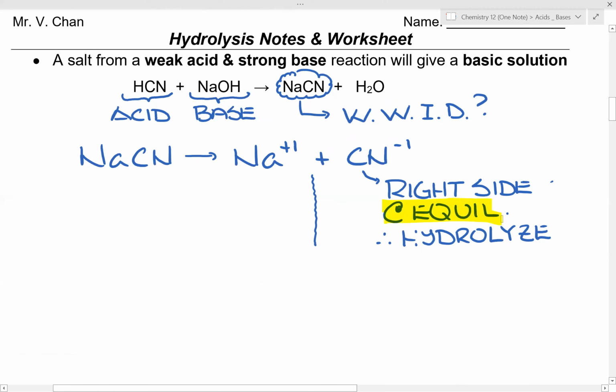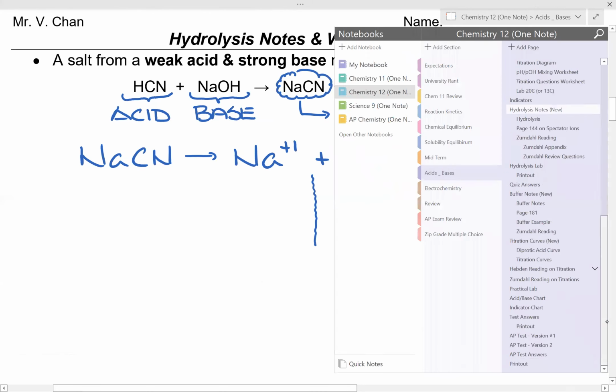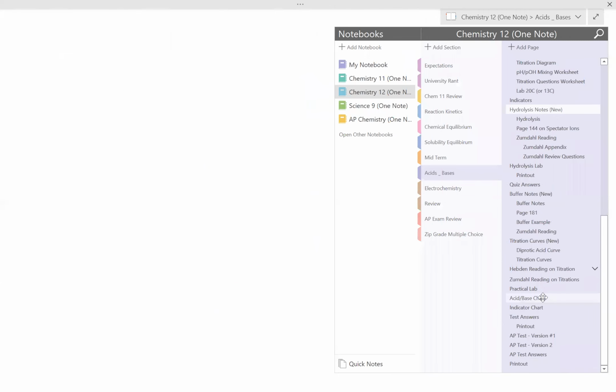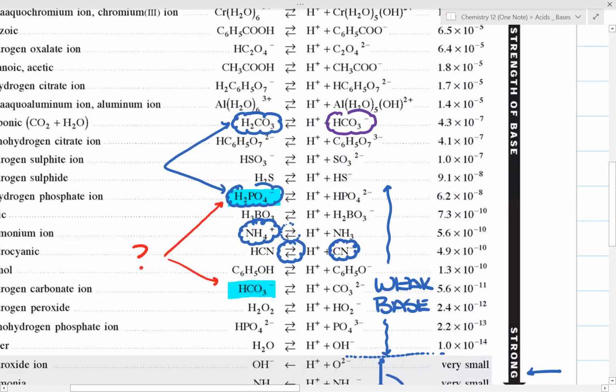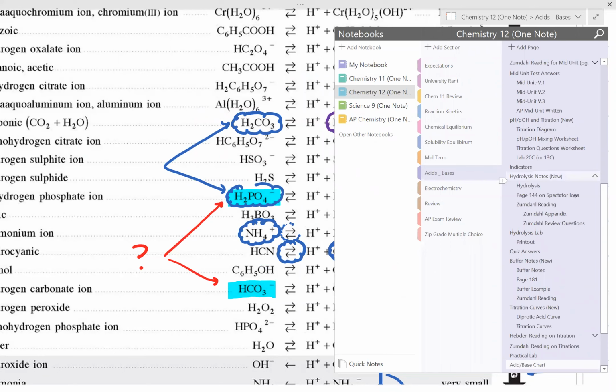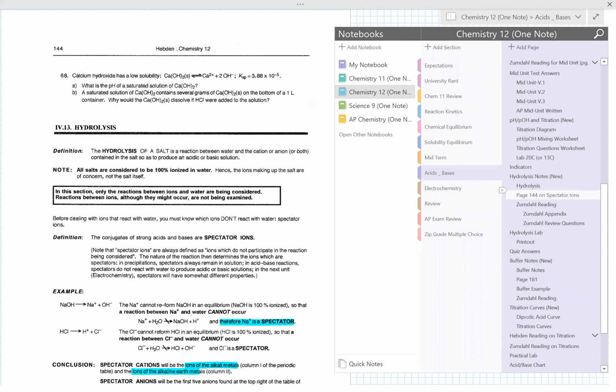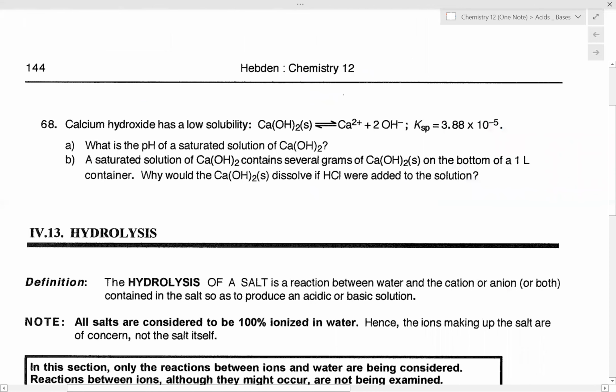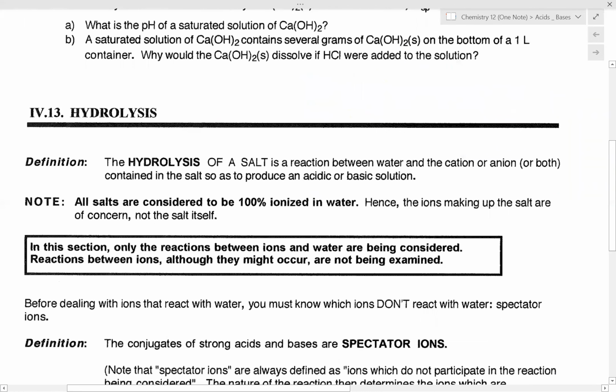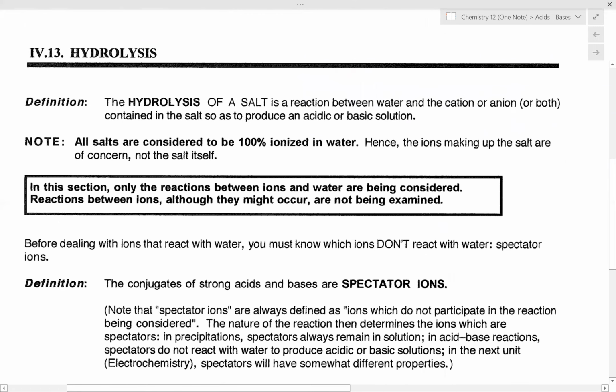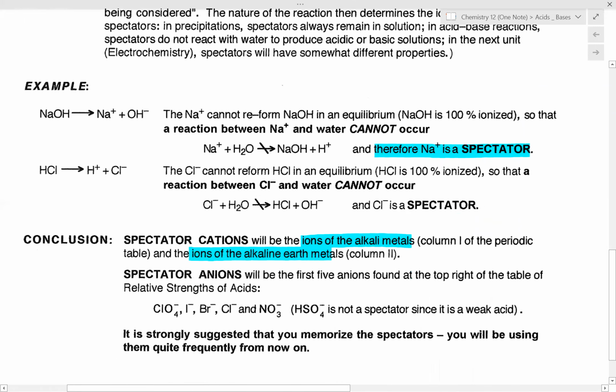Now, you might say, well, Mr. Chan, what about sodium? We don't see sodium anywhere here on the acid-base chart. So where can we find the information? What would sodium do? In this particular case, if you take a look on page 144 in your reading package, you will see this term says hydrolysis. And if you look at the bottom of page 144, it says, conclusion, spectator cations will be the ions of the alkali metals and the ions of the alkaline earths.